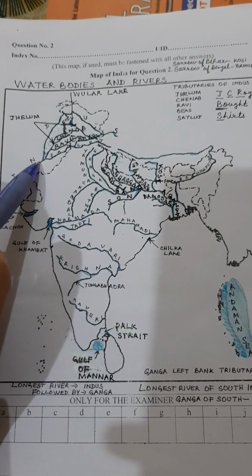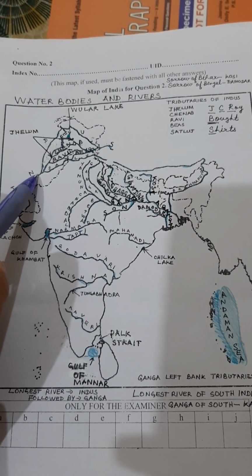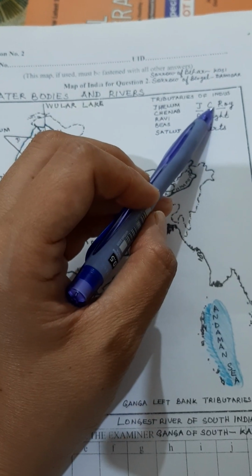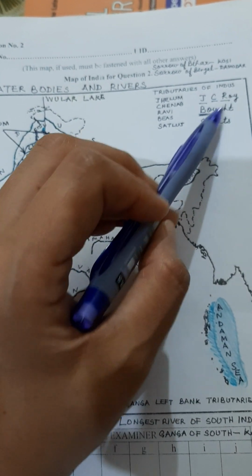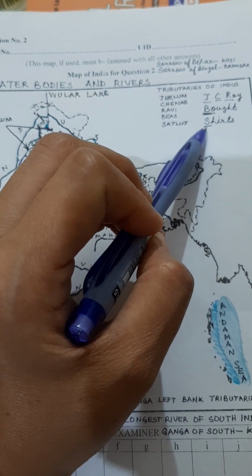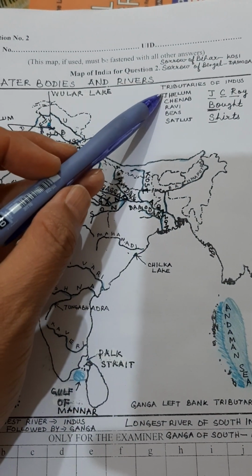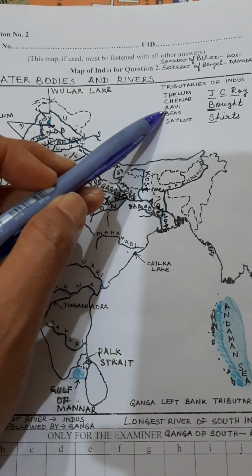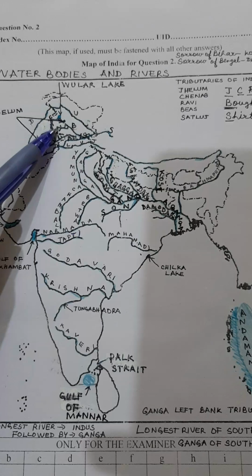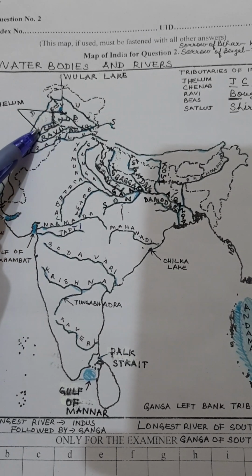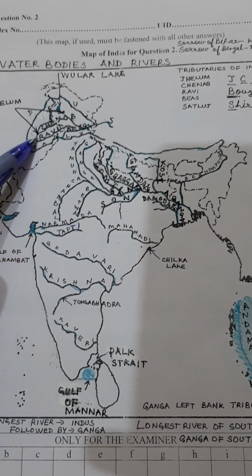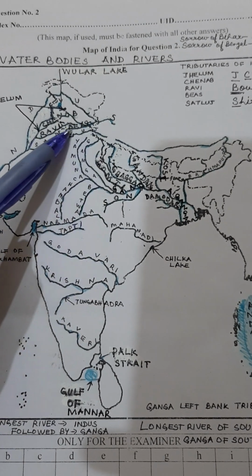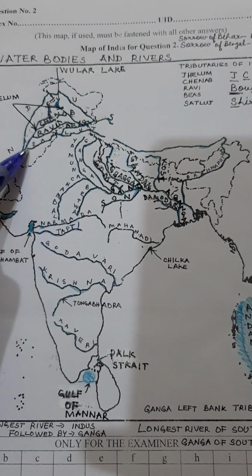So for this I had devised a mnemonic, that is J.C. Roy bought shirt. So J stands for Jhelum, C stands for Chenab, R stands for Ravi, B stands for Bias, and S stands for Satluj. And if you see the order, it is from north to south. To the south of Indus is Jhelum, then Chenab, then Ravi, then Bias, and then Satluj. Likewise, you can see here also. First Jhelum, then river Chenab, then river Ravi, then river Bias. This is river Bias. Then it is river Satluj.